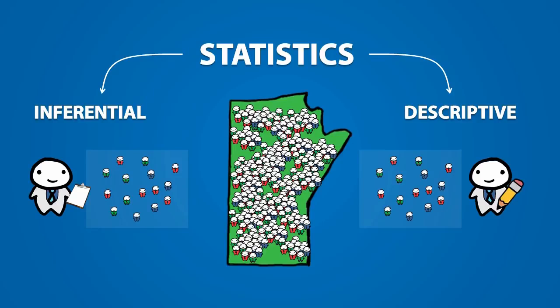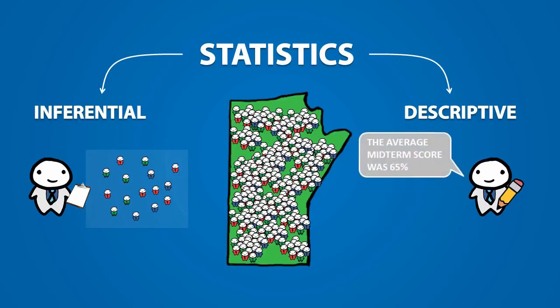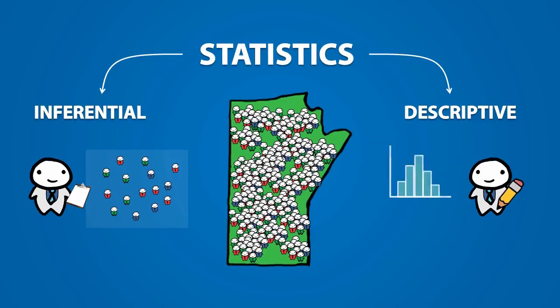So when you hear a professor say something like, the average midterm score was 65%, they are using descriptive statistics. We often use things like histograms and graphs to help us summarize and explain descriptive statistics. The first part of the course deals with descriptive statistics, and the second part of the course deals with inferential statistics. In order to understand statistics, you'll first have to know some basic definitions.